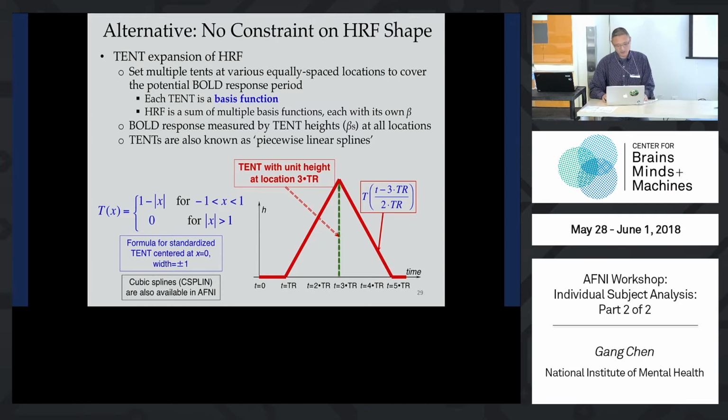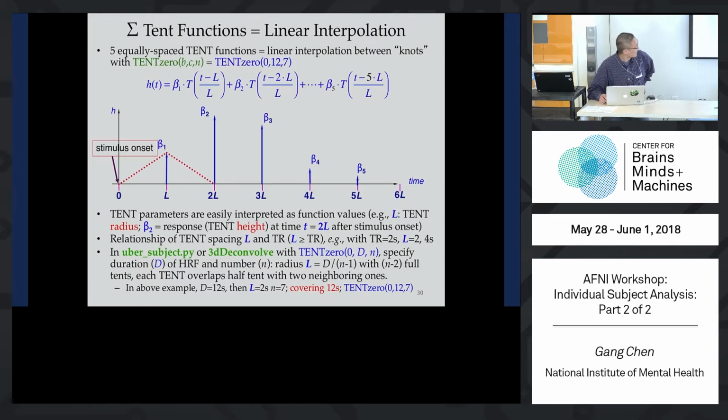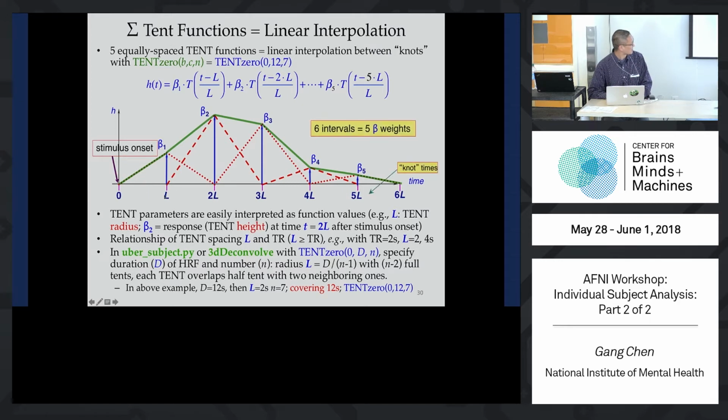Suppose we want to, for example, let's switch to the next slide. Suppose we want to cover 12 seconds of hemodynamic response. So like this, each time interval is 2 seconds, so 6 intervals cover 12 seconds. With that period of time, in this case, we use 5 tents.